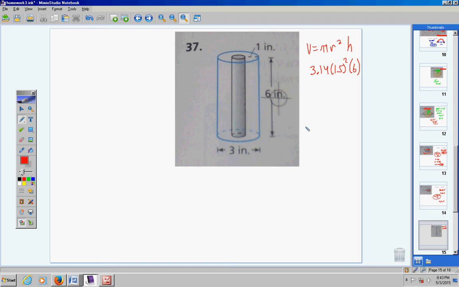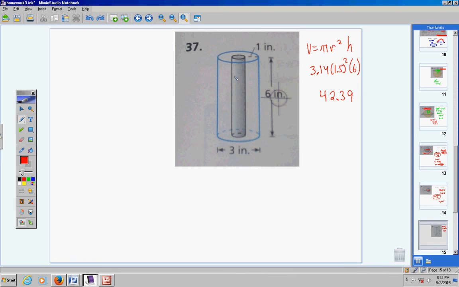somewhere, times 6 times 3.14, 42.39. 42.39 is the volume of the big cylinder. Now let's find the volume of the small cylinder right here and subtract that out. Okay? So here we go.